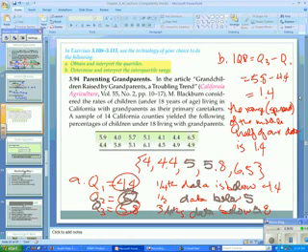So. Are there any questions about this? So this is a typical homework sort of problem.